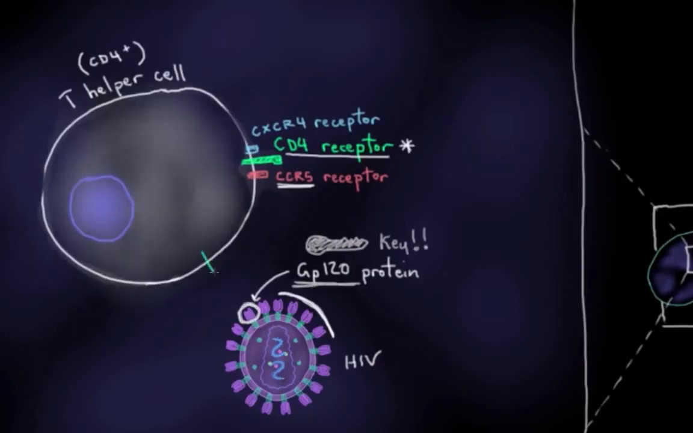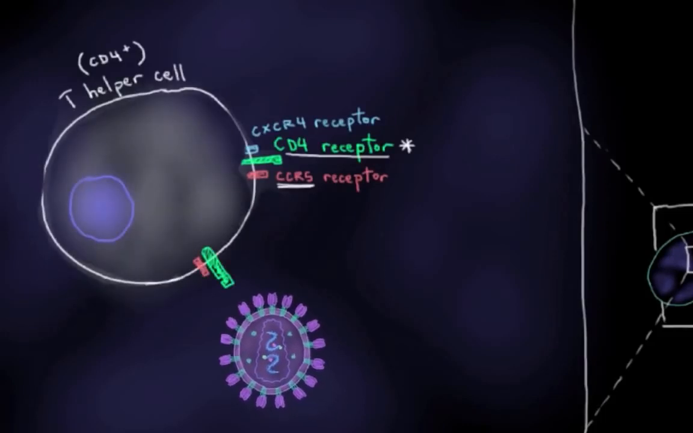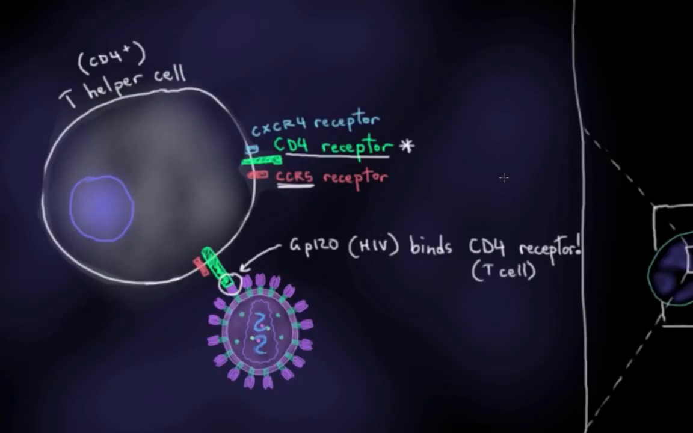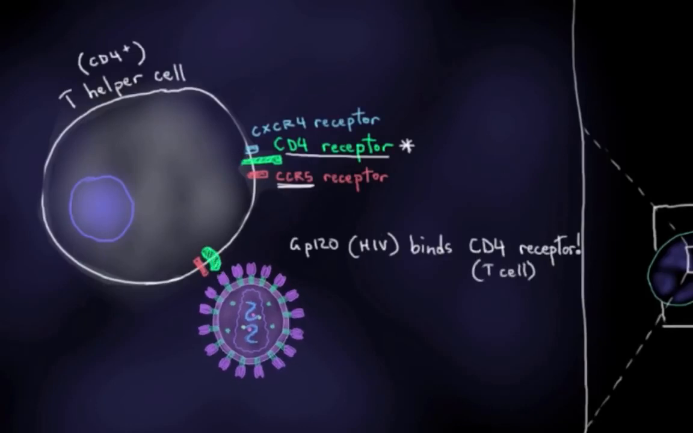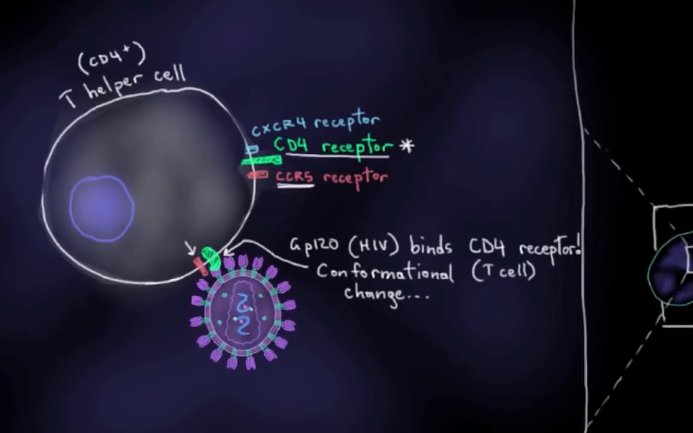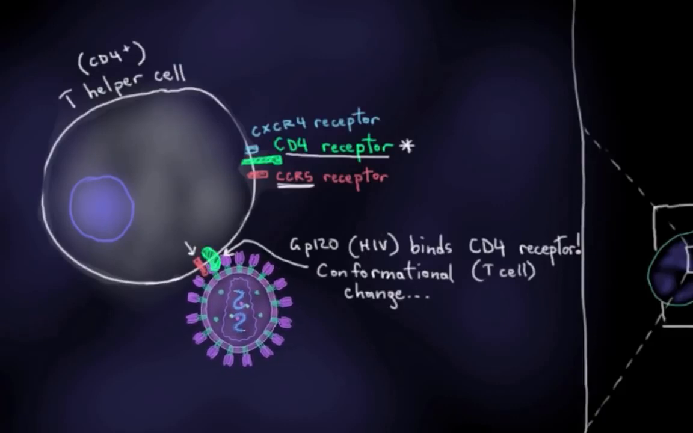So how does it work? Well, GP120 on the HIV envelope first binds the CD4 receptor on a T helper cell. This binding between the two sort of induces a conformational change in the CD4 receptor protein here, and it allows our co-receptor here, either CCR5 or CXCR4, to grab a hold of this complex and pull the viral membrane and the T cell membrane closer together.